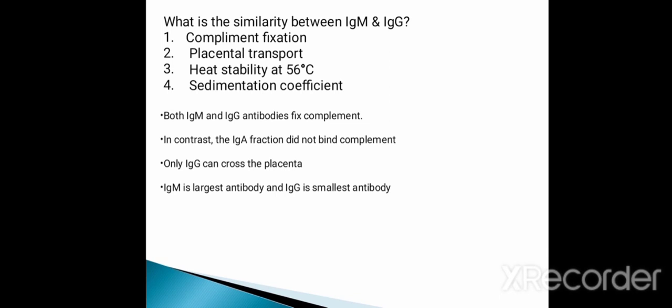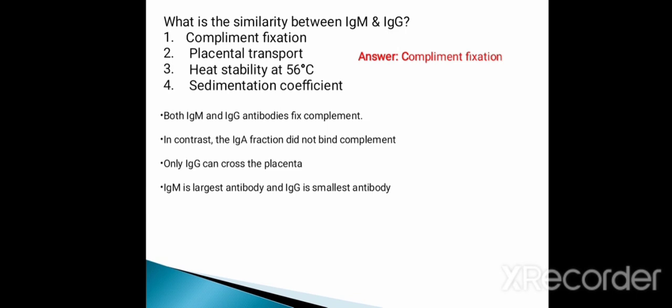So both IgG and IgM antibodies fix complement. This is a similarity between these two antibodies. So the correct option is complement fixation. The similarity between IgM and IgG is complement fixation. In contrast, the IgA fraction did not bind the complement.